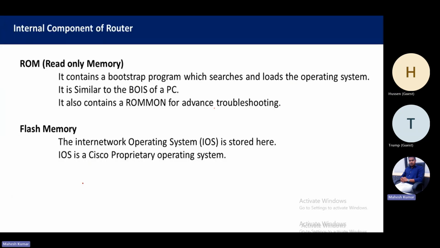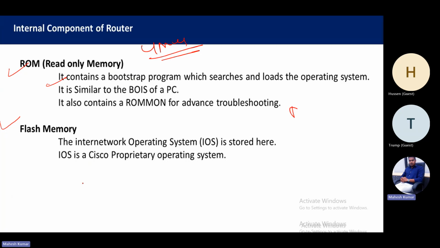If you talk about the internal components, there are RAM, ROM, and flash inside the router. There are a total of 4 memories in the routers, and I will cover all these points one by one. ROM, read-only memory, contains a bootstrap program which searches for and loads the operating system. It is similar to the BIOS of a PC. It also contains ROMMON mode for advanced troubleshooting.